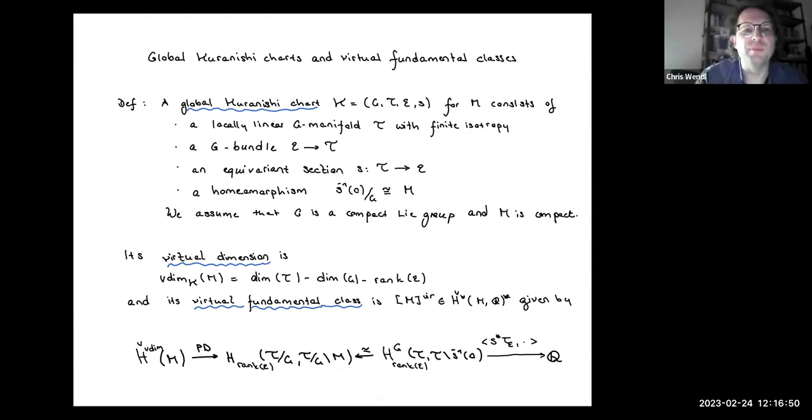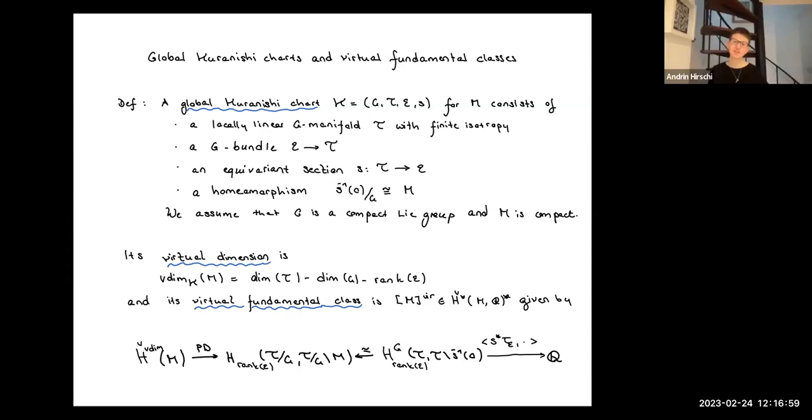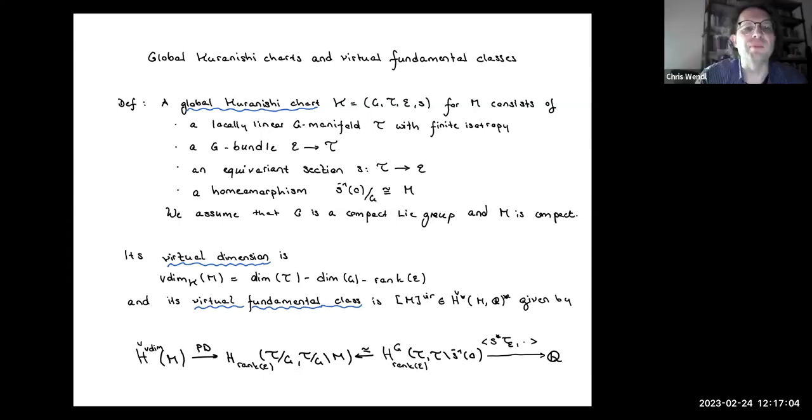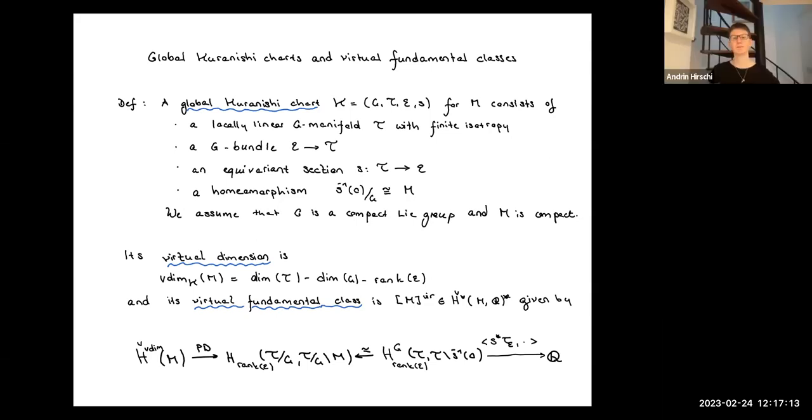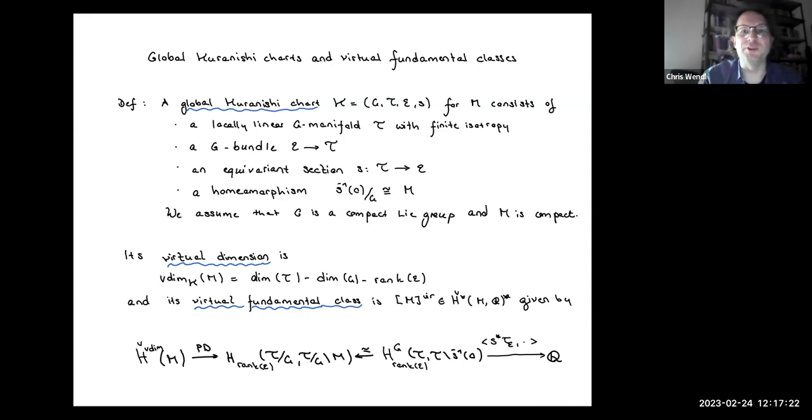whether manifold means smooth manifold or topological manifold or something in between in this definition. In this definition, you just need it to be a topological manifold. But that's why you're adding the words locally linear, I guess, when you talk about the G action. Yes. But you can ask for a smooth global Kuranishi chart, for example. Right, except that I assume that would be much harder to construct.